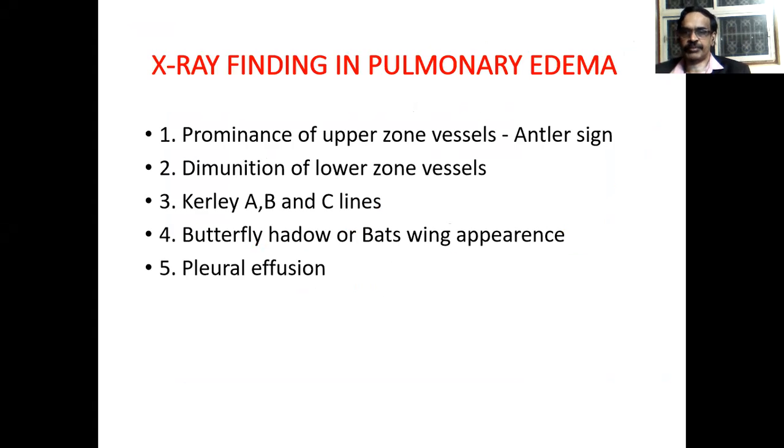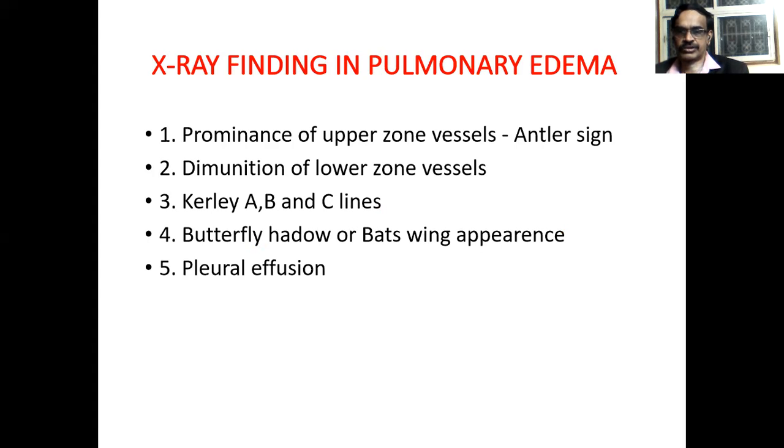So, X-ray findings in pulmonary edema are prominence of upper zone vessels, that is antler sign, and diminution of lower zone vessels, Kerley A, B, C lines, butterfly shadow or bat wing appearance, and pleural effusion. It is due to interstitial edema, lymphatic edema, and alveolar edema.